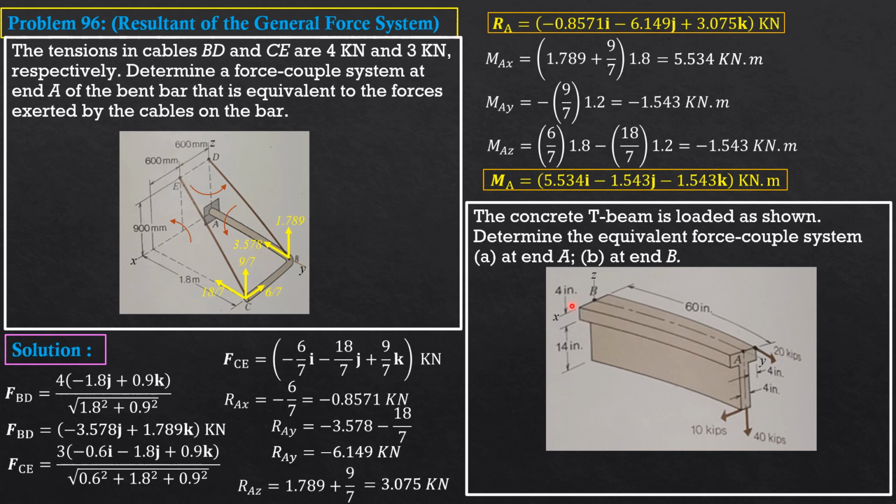And take note that the dimensions are in inches, and the reported answer here, RA equals RB equals 10 i plus 20 j minus 40 k kips, and moment at A is negative 15 j minus 10 k kip-inch. Take note, kip-inch. MB is negative 200 i minus 15 j minus 60 k kip-inch also. So that's it for this sample problem video.